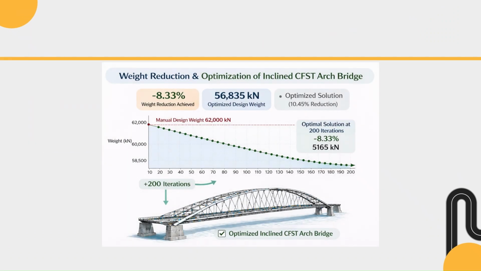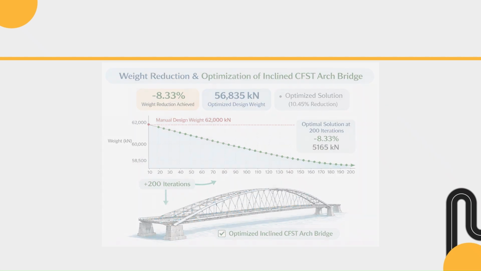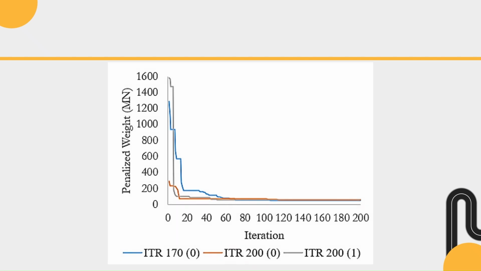Graphical representation for the weight reduction in our problem, 8.33% as we have stated, from 62,000 kilonewton to 56,835, equivalent to the difference between the two, 5,165 kilonewton reduction in weight. Another graphical representation for MATLAB output, 3 different iterations.